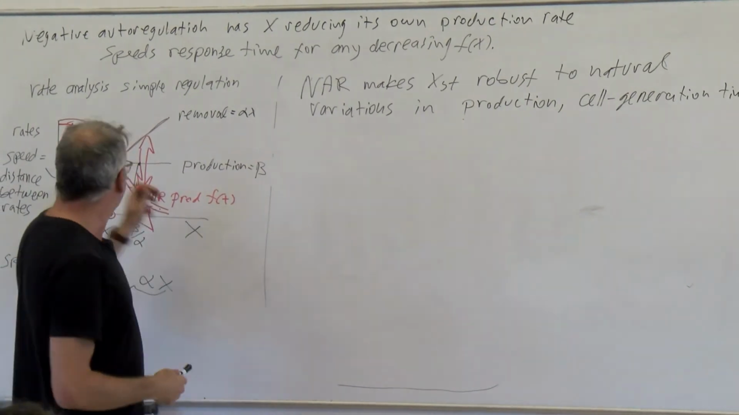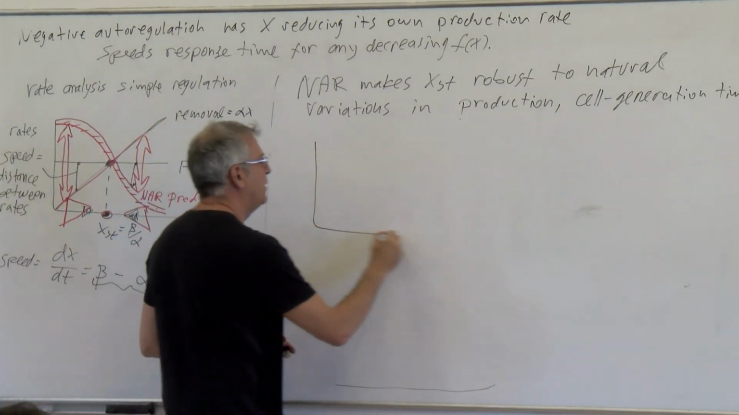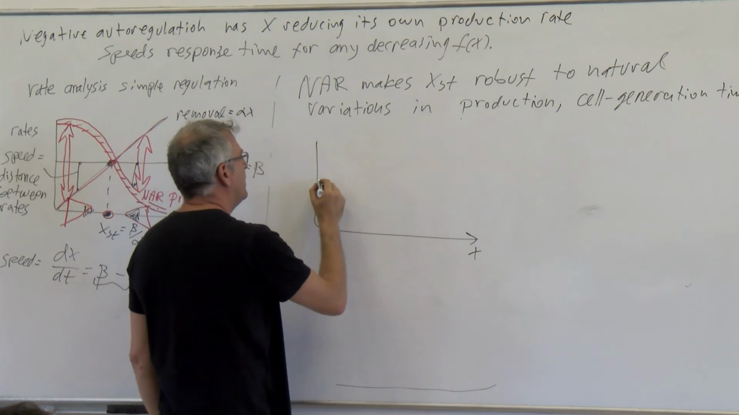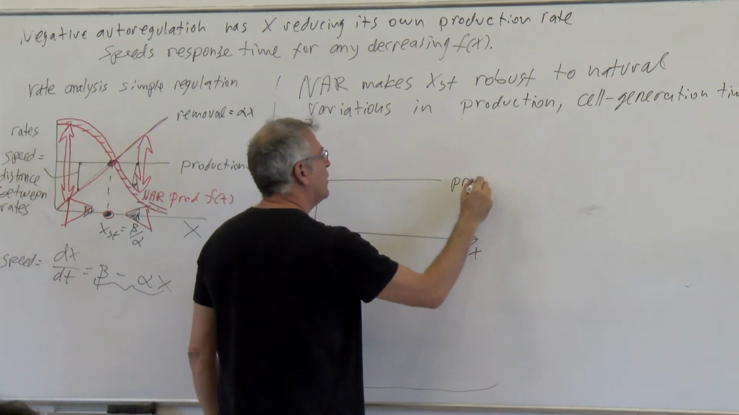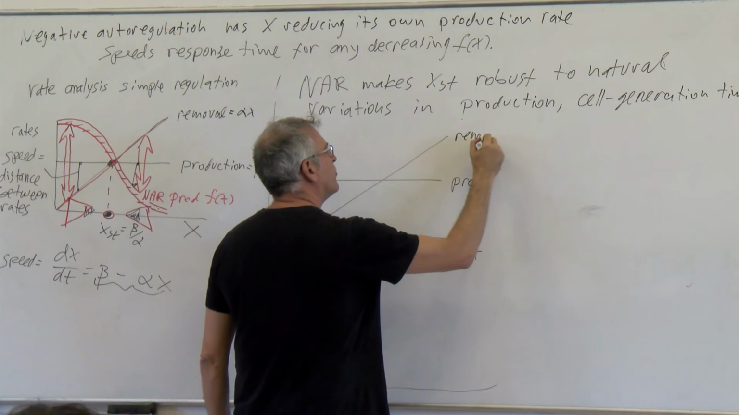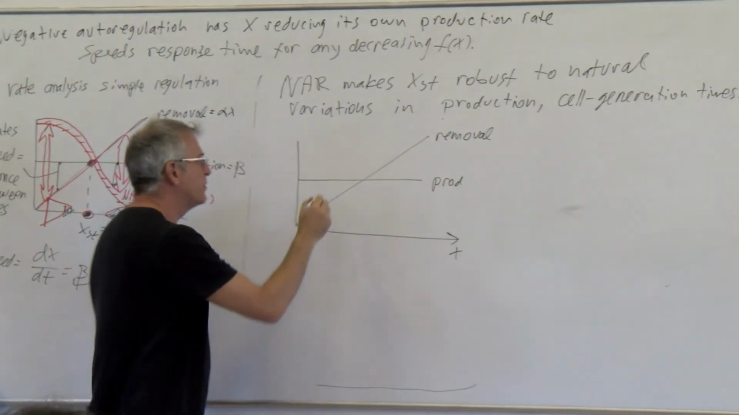So I'm going to use the same plot, and here's X, here's production, here's removal for a simple regulation circuit. Here's the fixed point.